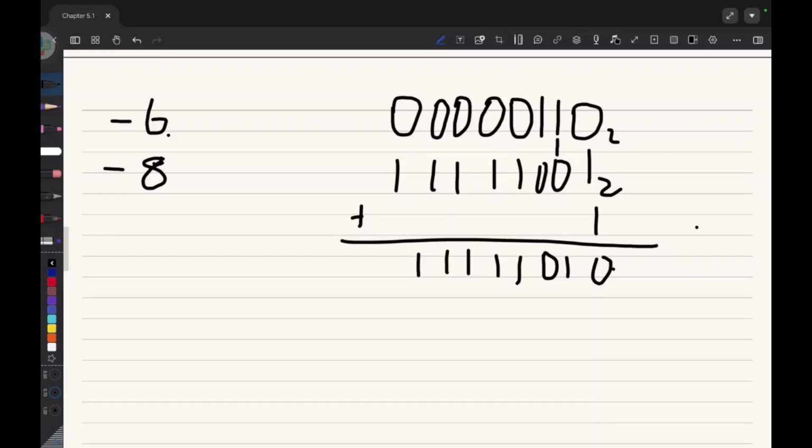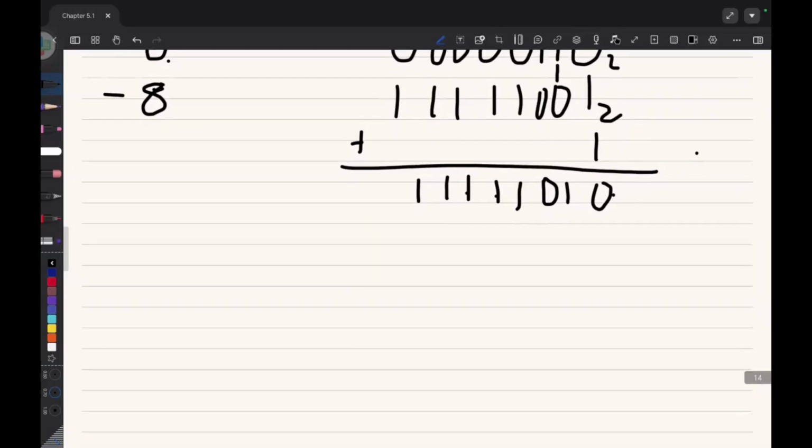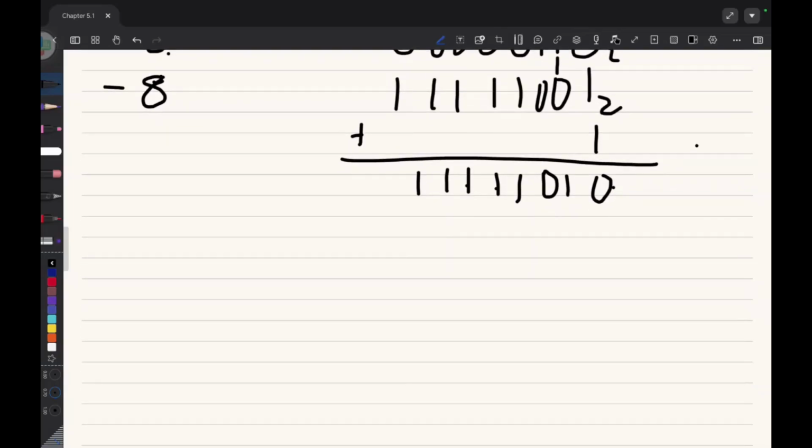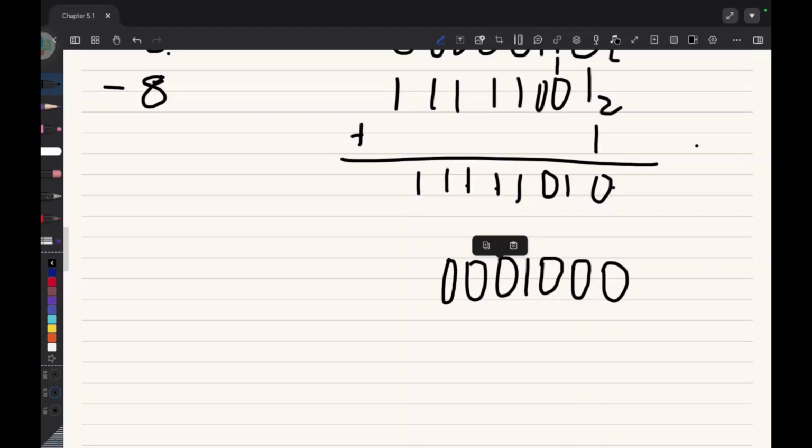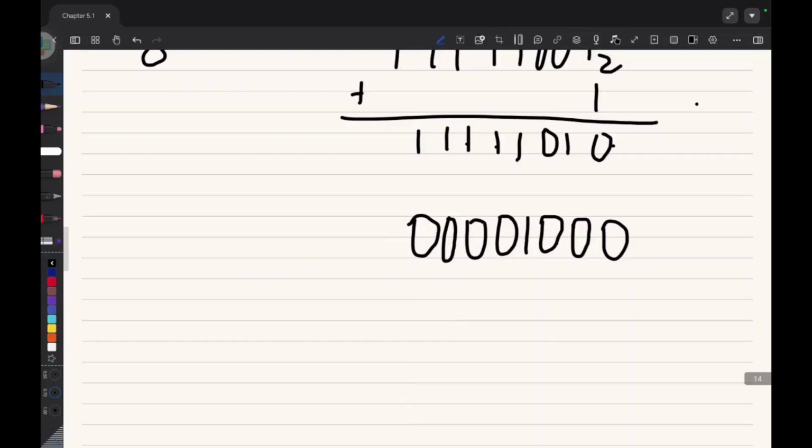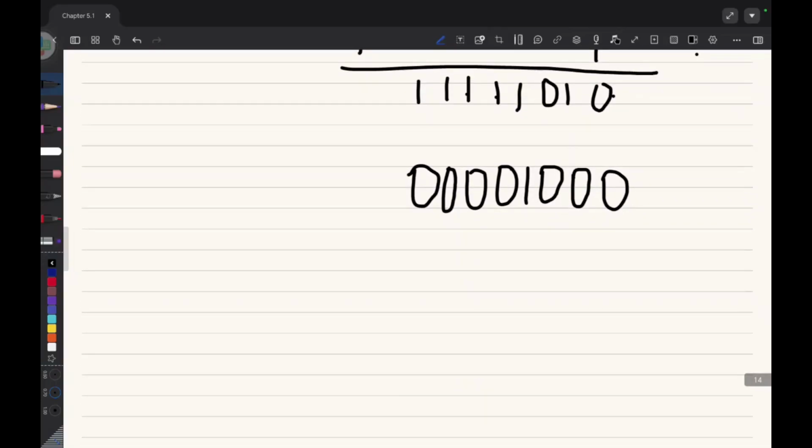1 2 3 4 5 6 7 8. Yes, and then we go to a negative 8. We check the binary number for 8. We don't need this one, we don't need this one, we don't need this one, but we need this one. Then we add the other 4 zeros. Then we convert this to the complement, which is going to be 1 1 1 1 0 1 1 1. Then we add a 1, sorry.